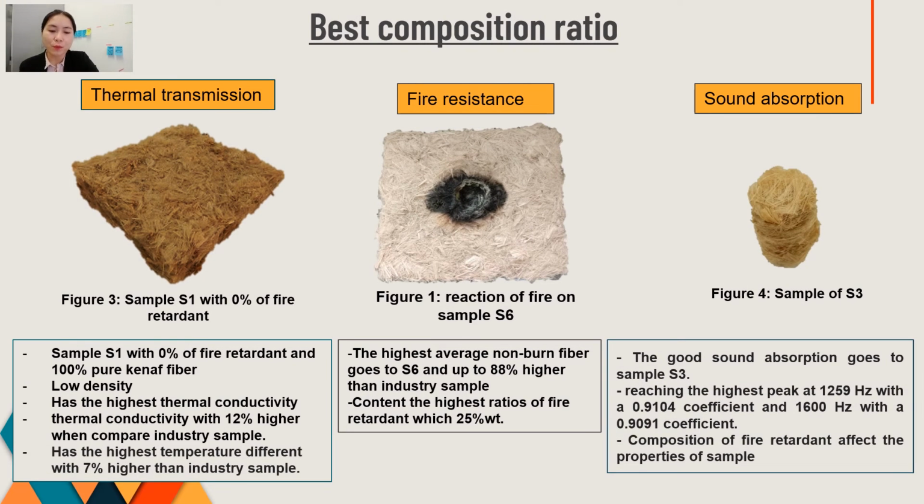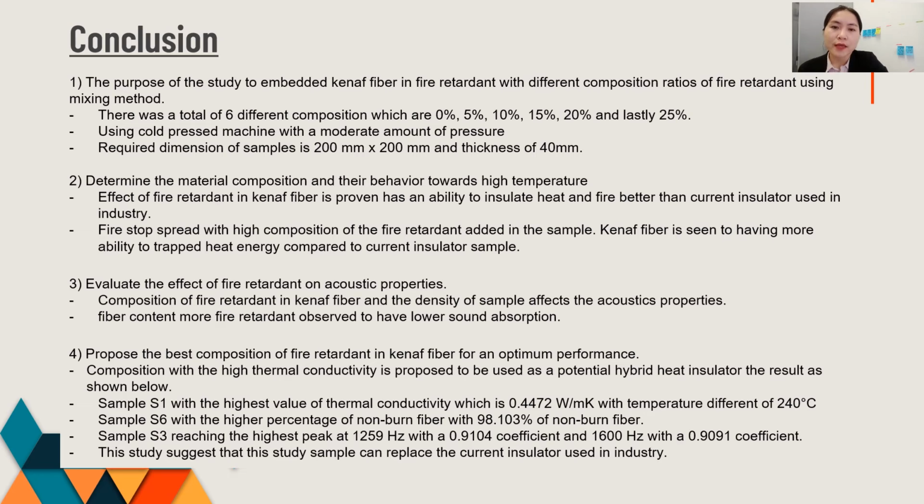For the sound absorption performance, the best sample is sample 3, where at the frequency of 1259, the coefficient is 0.9104, and at the frequency of 1600 Hz, the coefficient is 0.9091. In conclusion, the objective of this study was achieved, where 6 different composition ratios of fire retardant were successfully produced, and the compositions are 0%, 5%, 10%, 15%, 20%, and lastly 25%. In this research, the KENAF fiber is compressed with cold press machine with moderate amount of pressure, and the dimension of the sample is 200 mm times 200 mm and thickness of 40 mm.